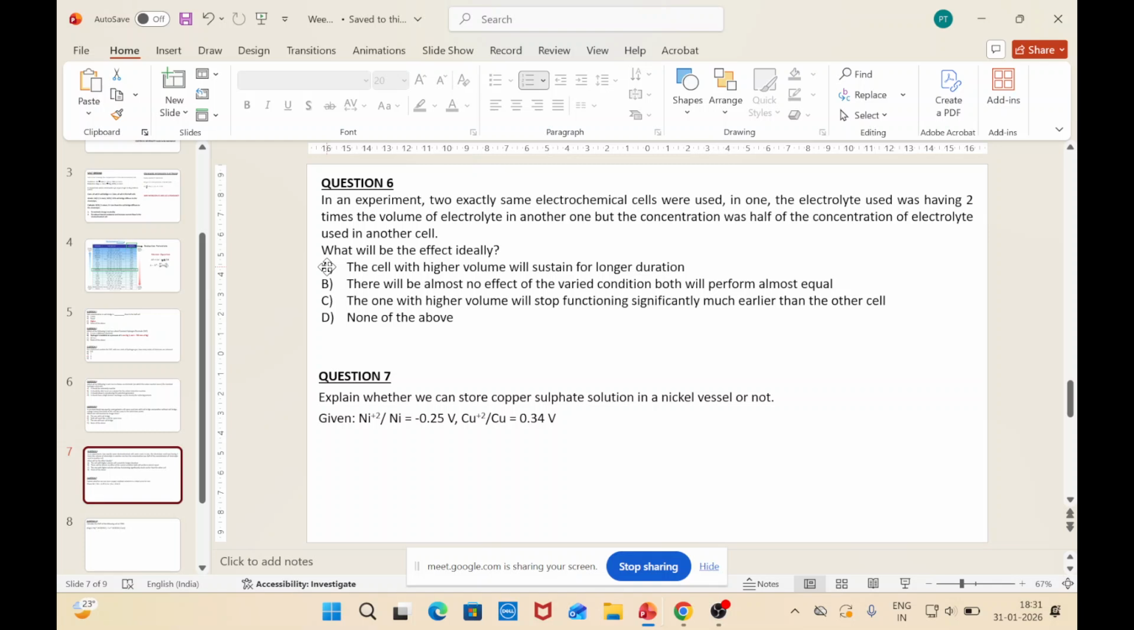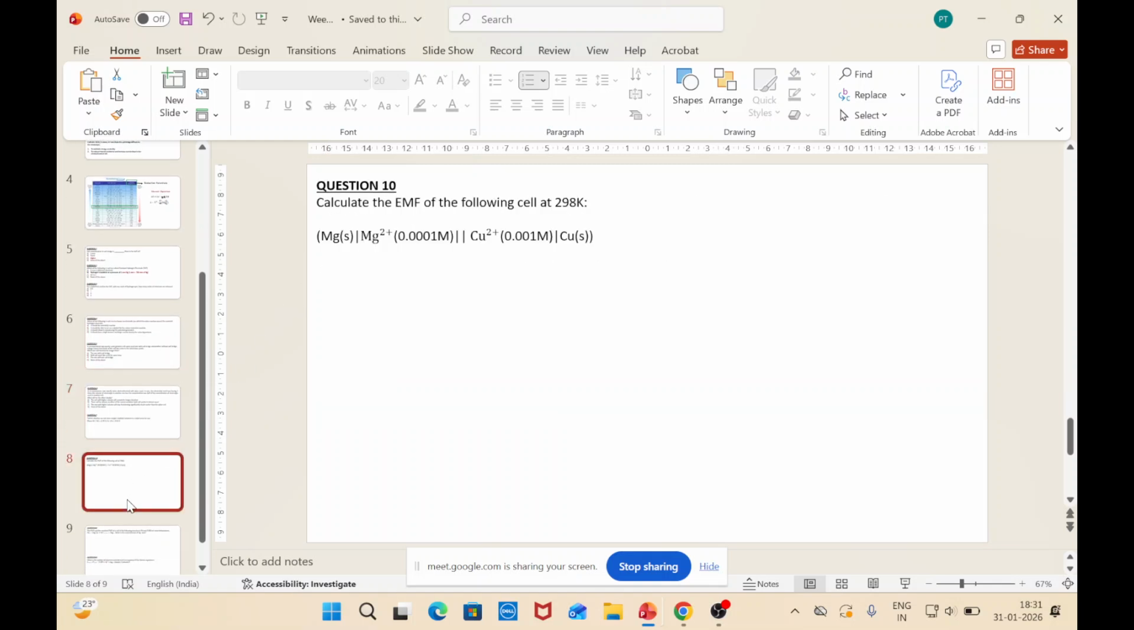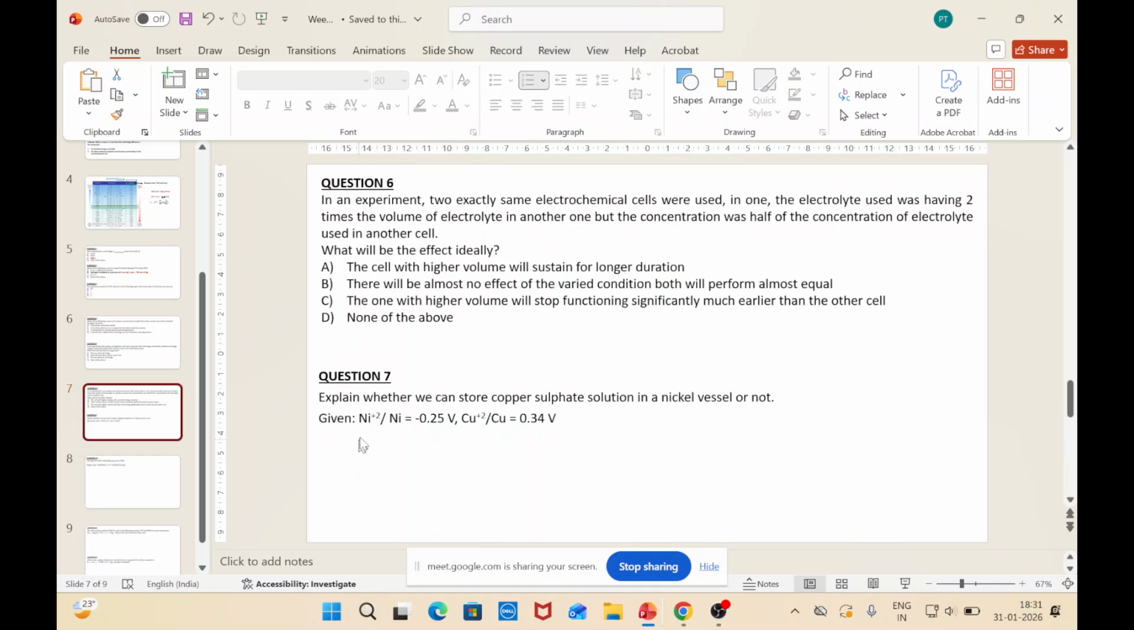Let's start solving the problem. Let's start with a simple one. Question 7. Explain whether we can store copper sulfate in a nickel vessel or not. Let us keep questions 4, 5, and 6. We will come back to that. Let's start with numerical problem solving. I think that will probably involve a lot more participation from everyone.